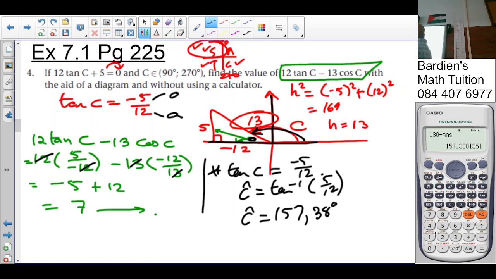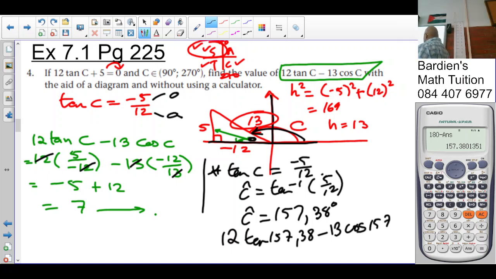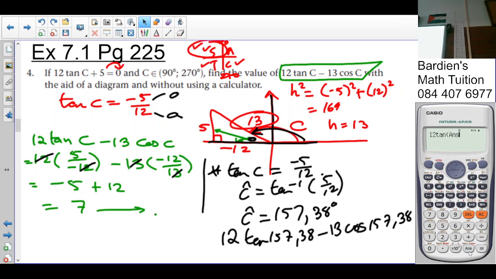So what they do is they then substitute. So you say 12, 10, 157,38 minus 13 cos 157,38. So you put that in the calculator. So it's 12, 10. Remember, the answer is the last answer calculated in the calculator. Minus 13 cos that same answer. See, and you get 7 again.